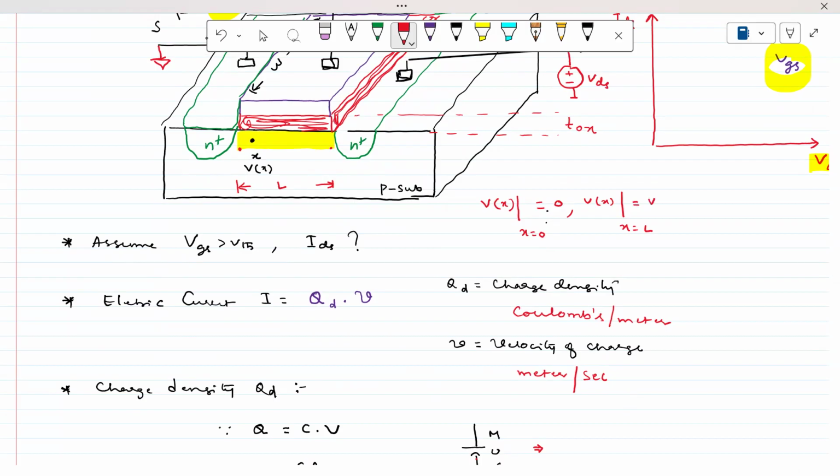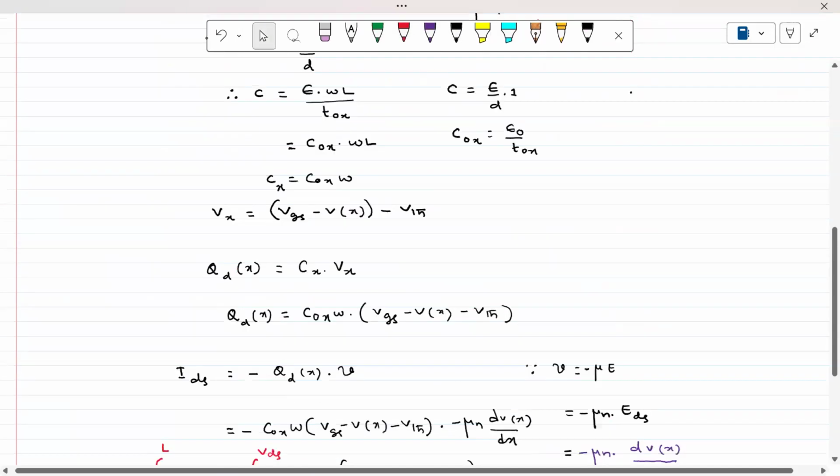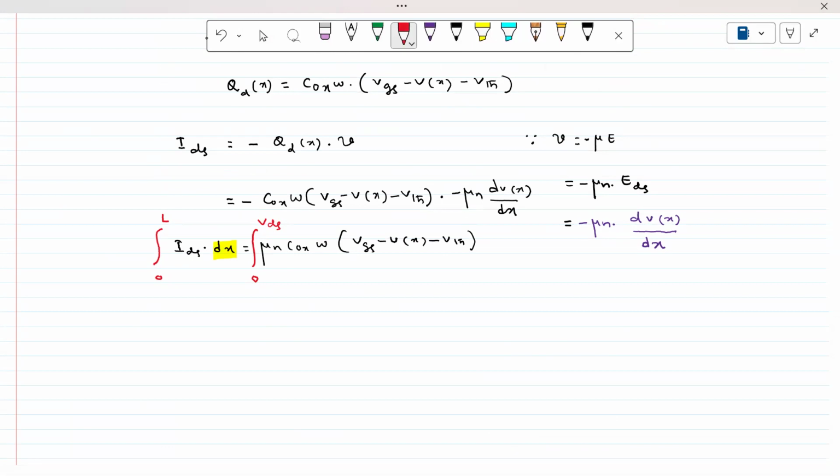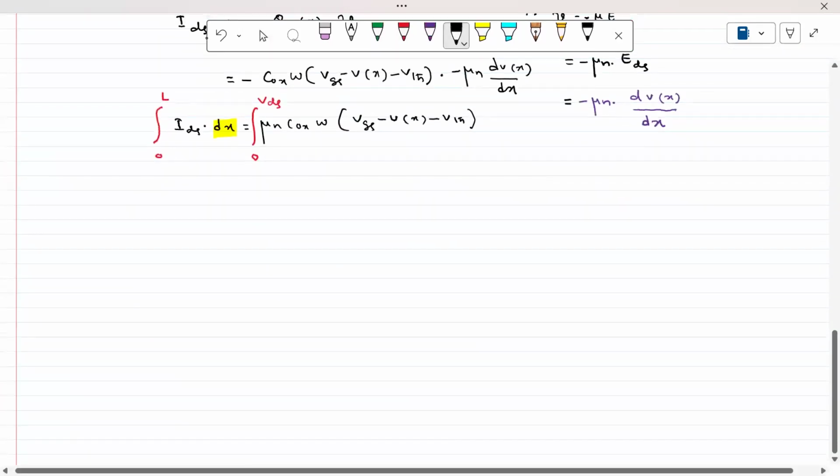VDS, simply. Whatever the drain to source potential is, that potential is nothing but the VDS. So near the source, we have a 0 potential. Near the drain, we have a VDS. Supply is available, right? So under this condition, I have mentioned that V of X can take either 0 or the VDS value. Now, if you integrate this one, what will you get?